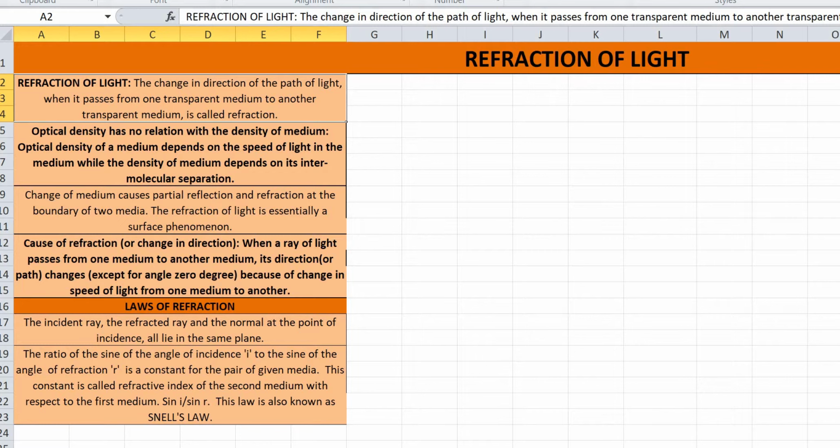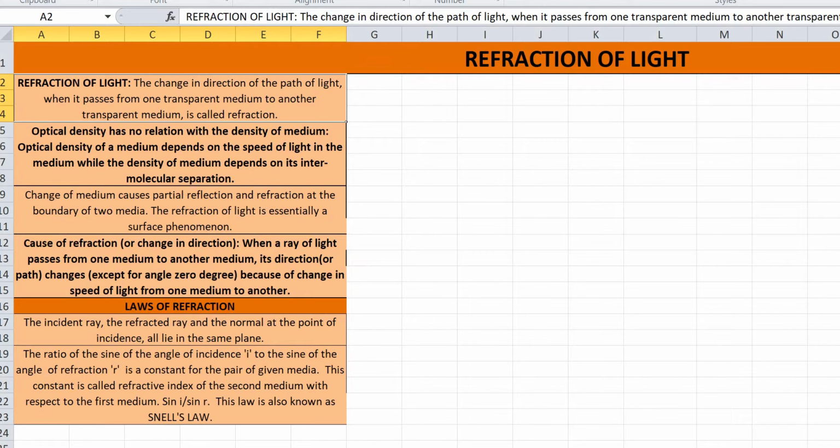A medium is said to be optically denser if light slows down in it, and it is said to be rarer if light speeds up in it. So the rarer medium is air, and comparatively denser medium is water, and still denser medium is glass. We say that water and glass are optically denser than air, or in other words, air is optically rarer than water and glass. Glass is optically denser than water, or water is optically rarer than glass.